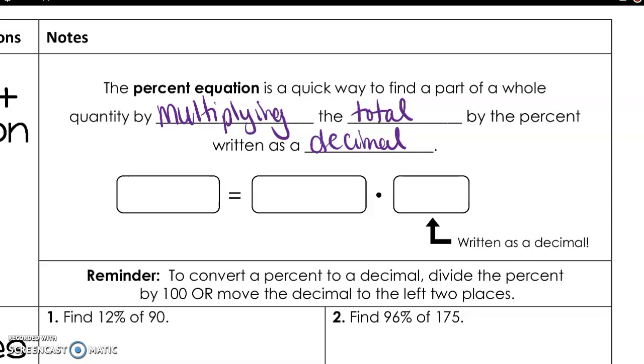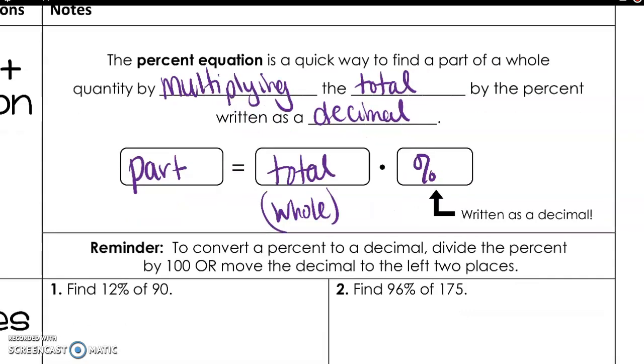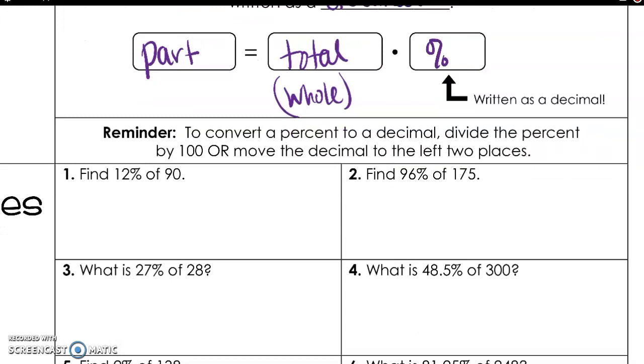So in the proportion, you leave the percent and put it out of 100. If you're going to use the equation, you have to change your percent to a decimal by moving it to the left 2 times. So your part is equal to your total or your whole times your percent that you have written as a decimal. The other thing to remember is in math, of means multiply.